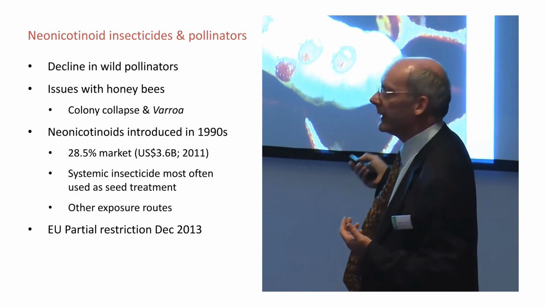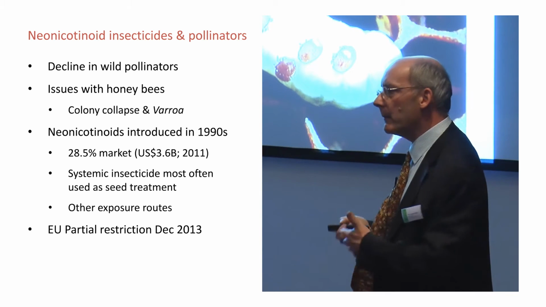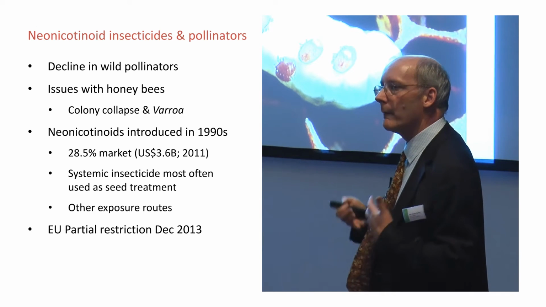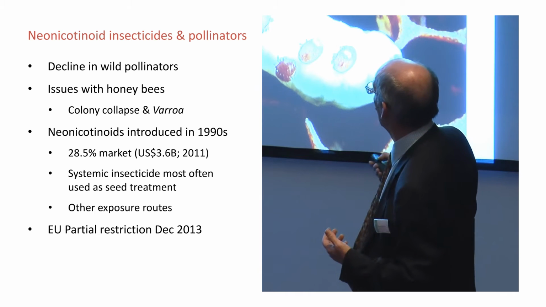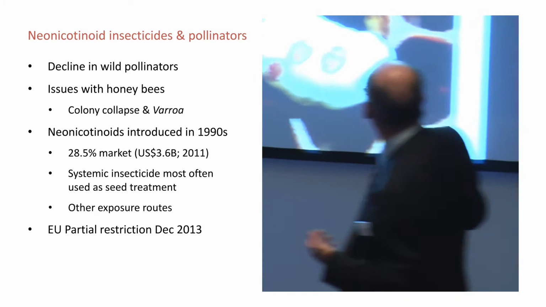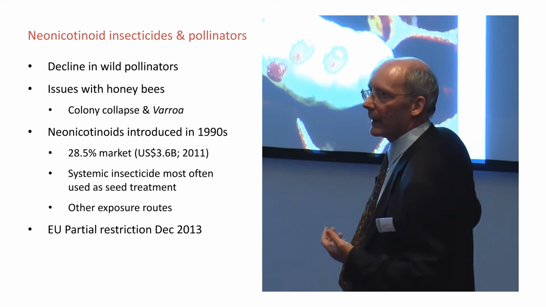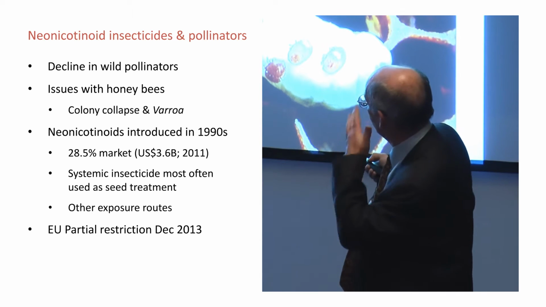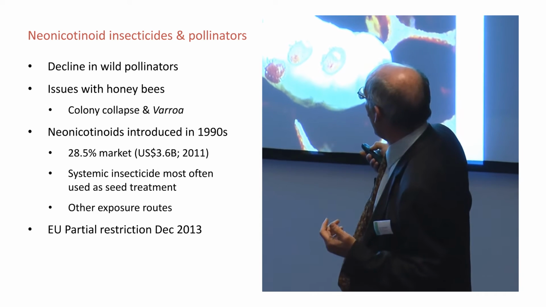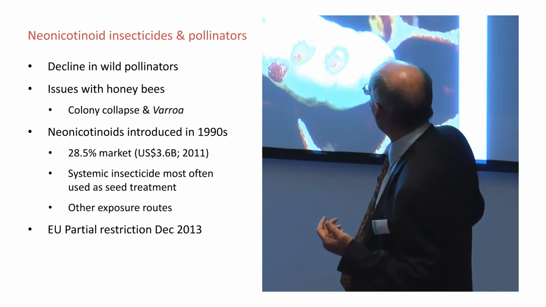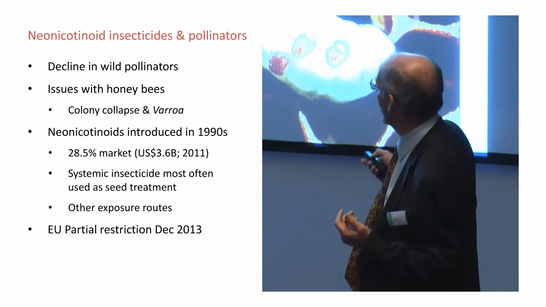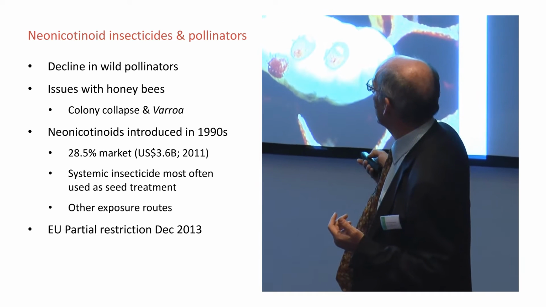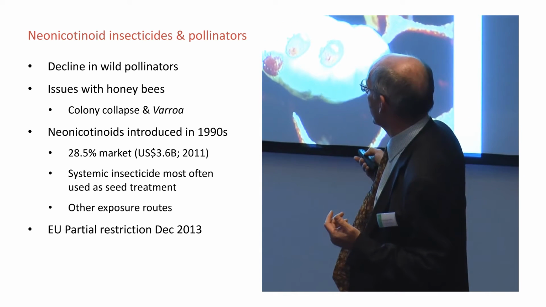Now, wild pollinators have been declining, and honeybees have been declining as well for very many complex reasons. One of the most important has been this evil-looking mite that has spread throughout the world in the last 20 years. So we've had a decline in pollinators. We know other things that have been happening, especially with honeybees, but we've had this introduction of a new insecticide.